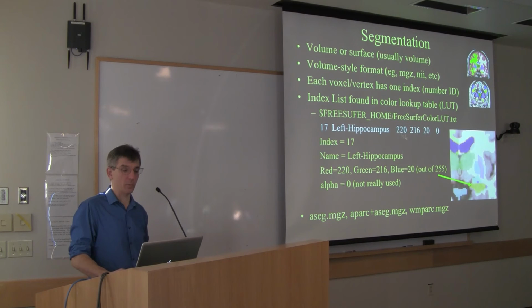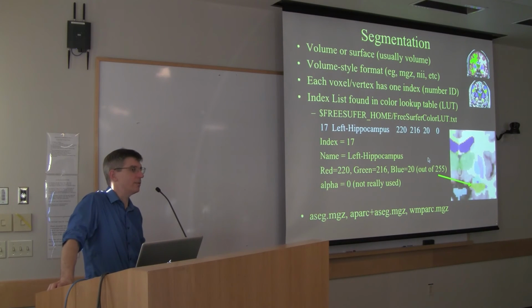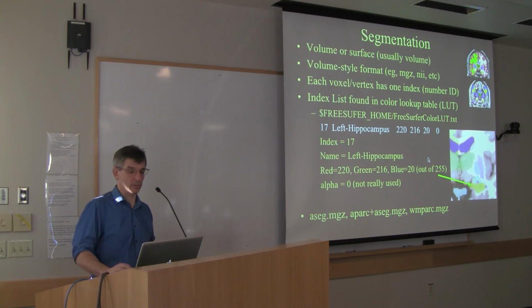And the color that I'm going to give it is going to be this RGB: red 220, green 216, which is a lot, and a little bit for blue. So mostly this is going to be red and green, which makes yellow, which gives you this little yellow blob there. So again, this is what we call a segmentation, and it refers to volume-based labeling, where you're assigning a value to each voxel, and that voxel is an index into a lookup table.